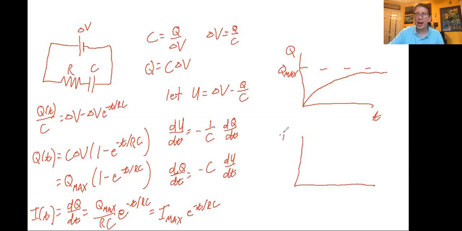And then you have I versus t. And so you start at I max at t equals 0, and you have an exponentially decaying function looking something like that. So that's how they look. And I'll go over a little bit of the mathematical relations here.